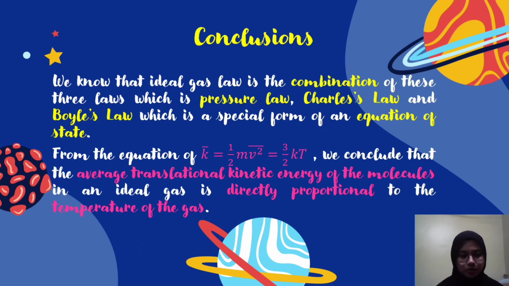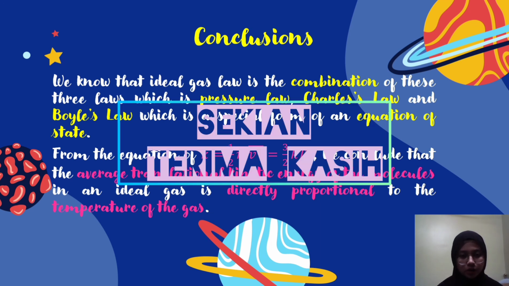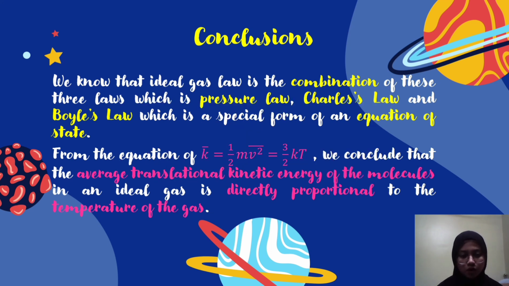Conclusion. As we know, the ideal gas law is the combination of these 3 laws, which are pressure law, Charles' law, and Boyle's law, and it is a special form of an equation of state. From the equation shown in the slide, we can conclude that the average translational kinetic energy of the molecules in an ideal gas is directly proportional to the temperature of the gas.